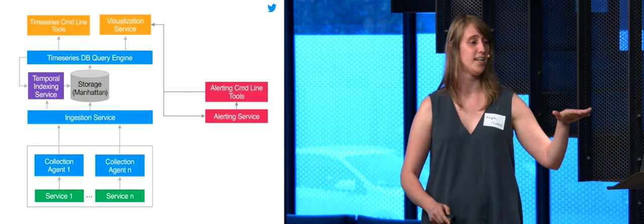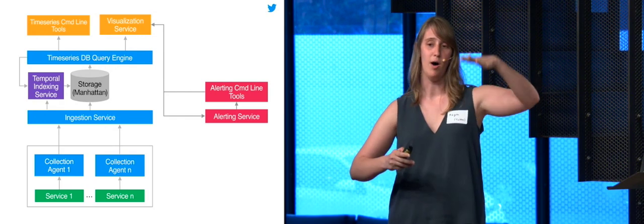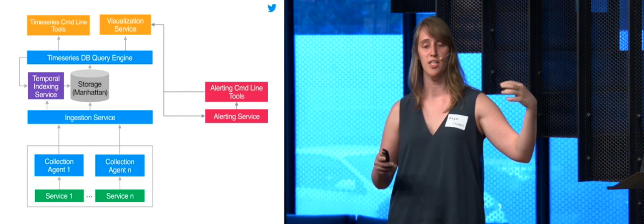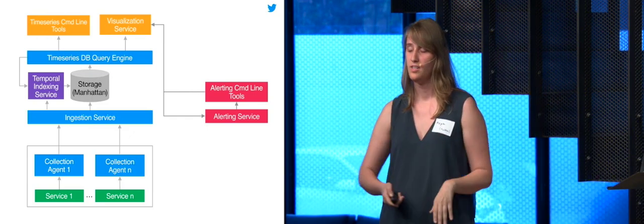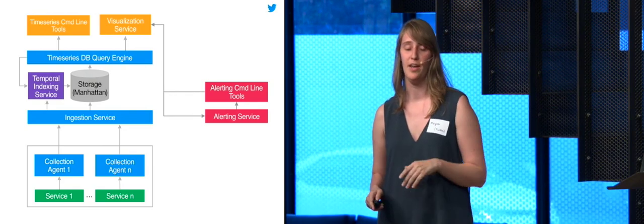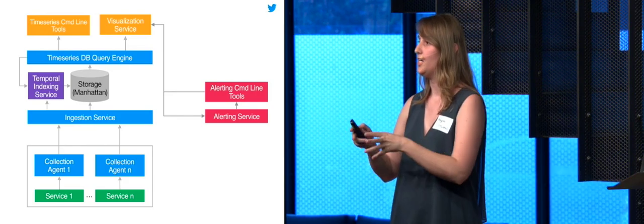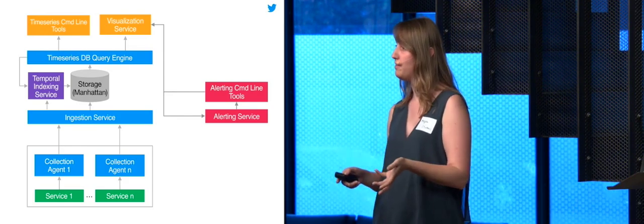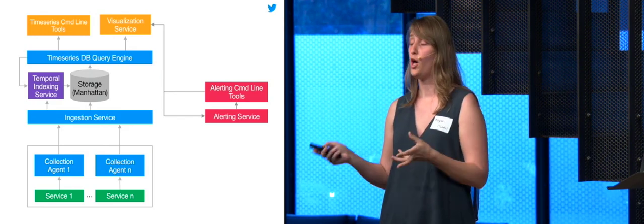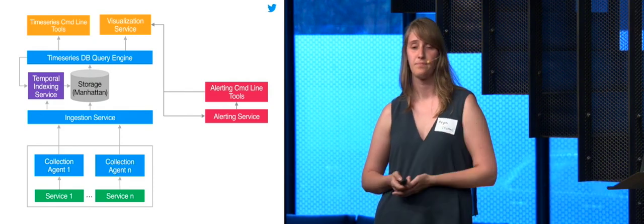So to give you some context, this is what Observability's alerting stack looks like. We start at the bottom, the green squares, that's where your service lives. And then there's a collection agent that lives alongside your service. Next, it sends all of the metrics that it collects to an ingestion service. And all of those get stored in a distributed key value store called Manhattan. It's Cassandra-like. There's a bunch of blog posts that Twitter's done if you're more interested in learning more about Manhattan.